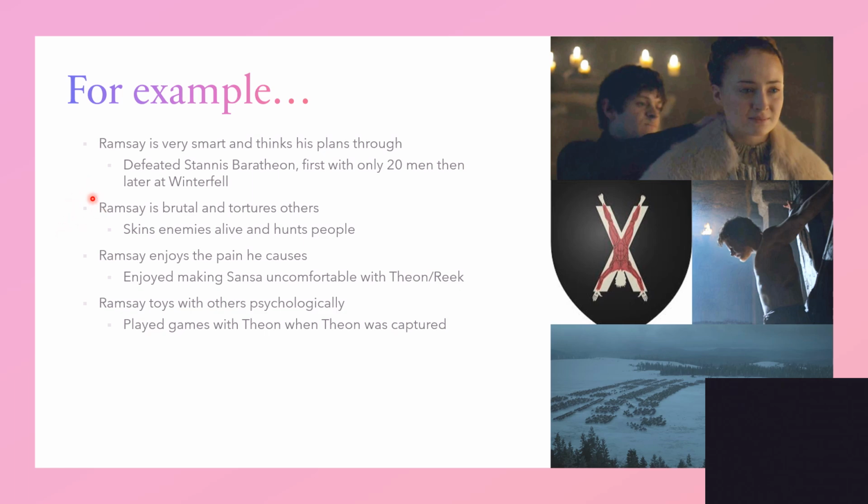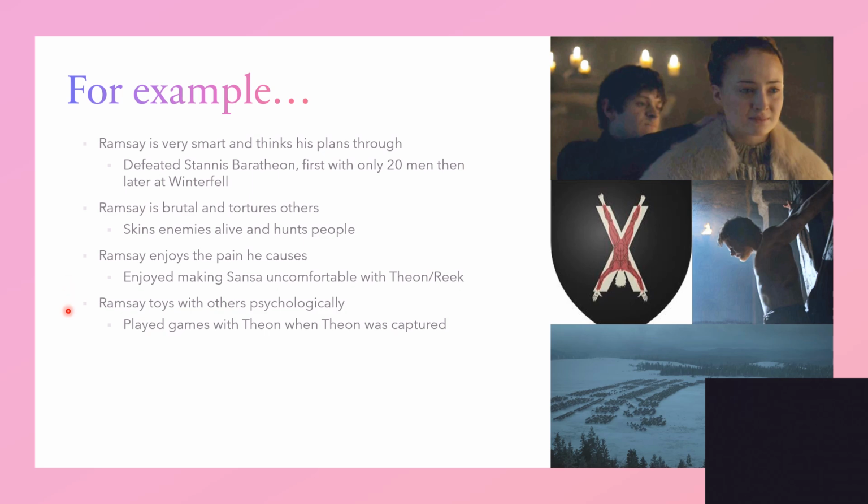Our other point we had is Ramsay is brutal and he tortures other people. Examples of that, right? He skins people alive and he likes to hunt people. We see that with some of his enemies that he skinned. We see that hunting people like Theon, he hunted Theon. Our next point was Ramsay enjoys the pain he causes. An example of this is how he tortured Sansa, makes her feel uncomfortable, how he beat her and really just enjoyed that. And the same thing with Theon and Reek. He really enjoyed the torture and enjoyed when they were uncomfortable.